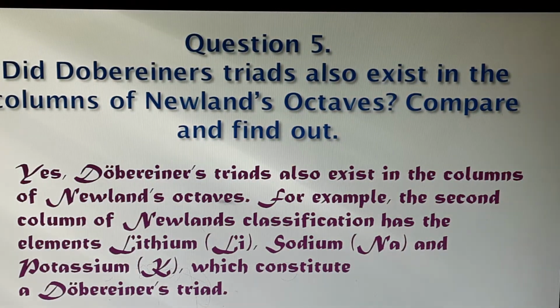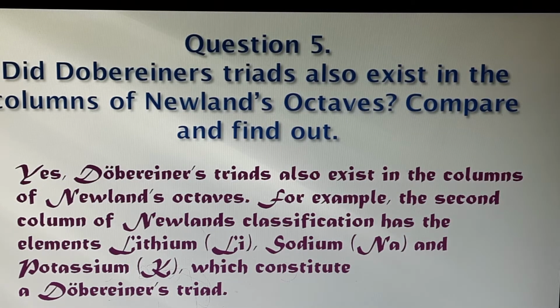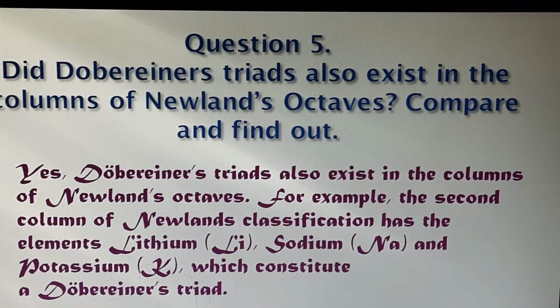Did Dobereiner's triads also exist in the columns of Newlands' octaves? Compare and find out. Yes, it existed. For example, the second column of Newlands' classification has the elements lithium, sodium, and potassium, which constitute a Dobereiner's triad.